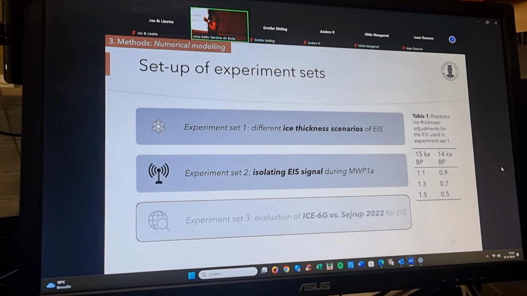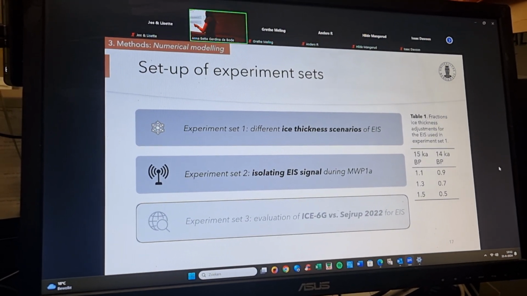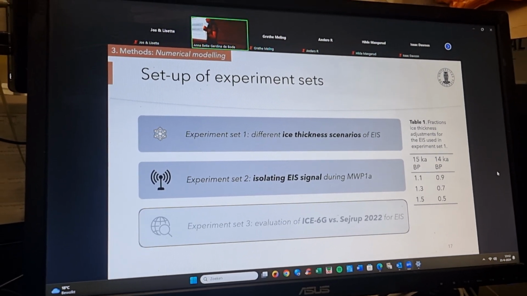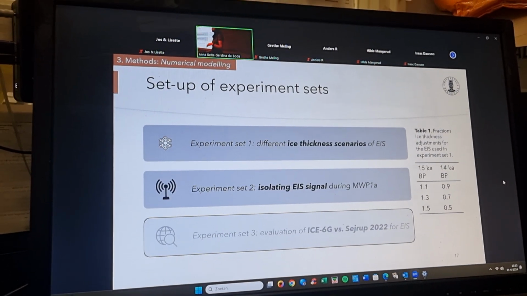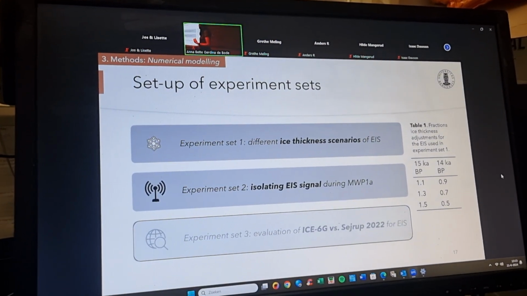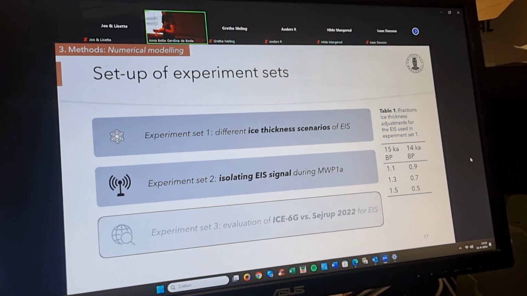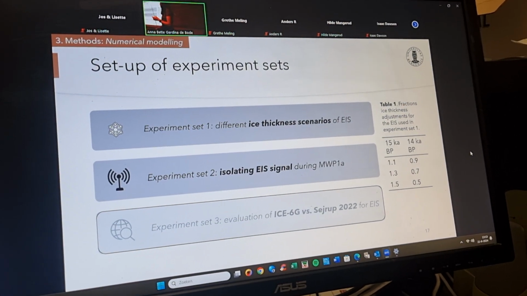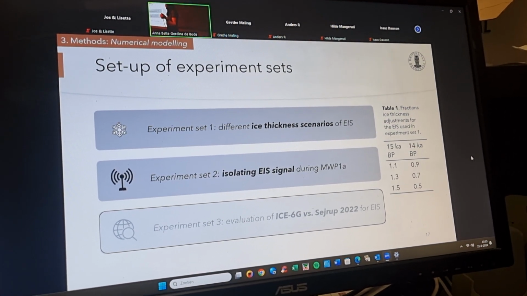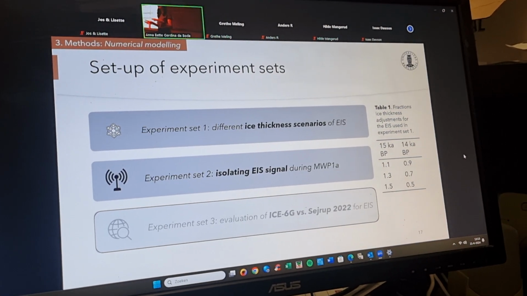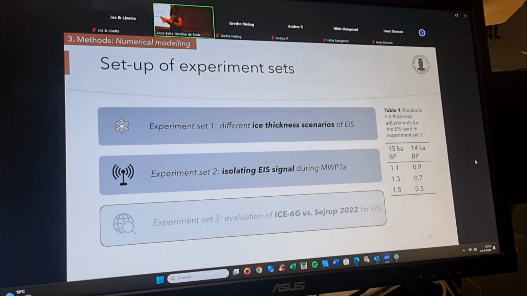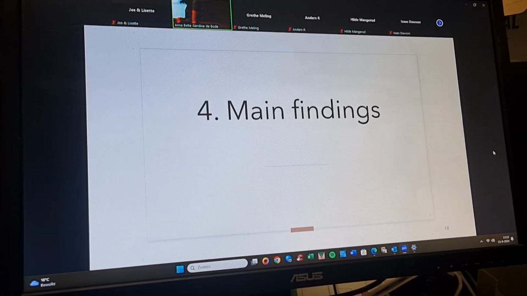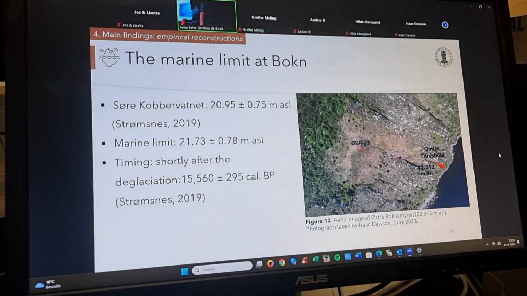Then I set up different experiments. I'm not going to go into detail for experiment concept 3, simply because I don't have the time, but if you have questions, I would love to answer them after. Experiment set 1 was testing different ice thickness scenarios for Eurasian ice sheets, and number 2 was done to isolate the signal from the Eurasian ice sheet to the rise in global sea level that we see during meltwater pulse 1A. And I did this by keeping all the other ice sheets around the globe stable, and adjusting only the ice mass of the Eurasian ice sheet, which was shrinking over time. Very complicated, but I will move on to my main findings.